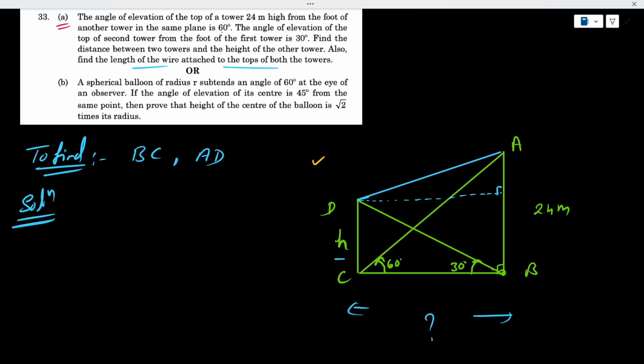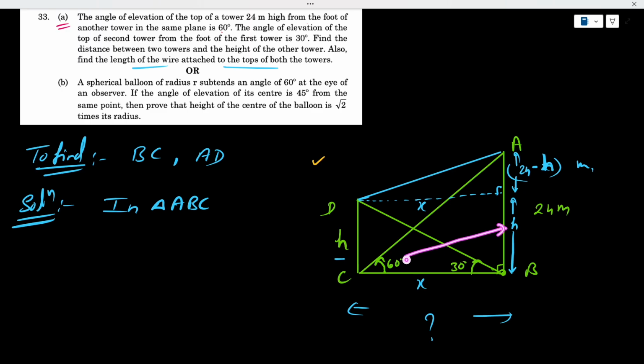Then one more thing here, because BC length is missing, can I write it as X? So this part is also going to be X. Now opposite sides are equal. So here this will be H. So the remaining part is going to be 24 minus H meter. Right, now let us see which triangle we are going to take first. In triangle ABC, with respect to 60-degree, I have opposite and we need to find adjacent, if I am considering this triangle, right?